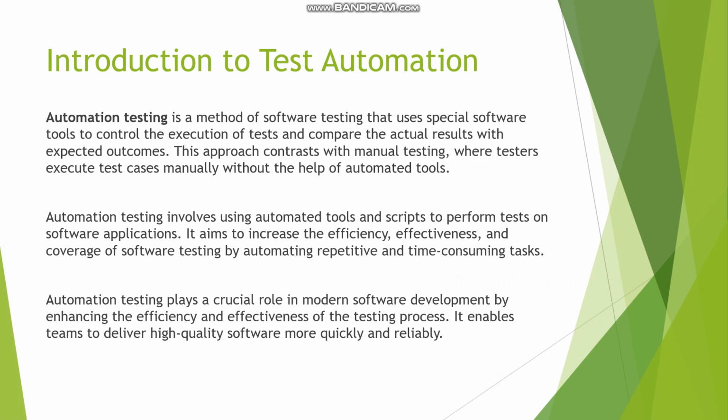Automation testing involves using automated tools and scripts to perform tests on software applications. It aims to increase the efficiency, effectiveness, and coverage of software testing by automating repetitive and time consuming tasks. Automation testing plays a crucial role in modern software development by enhancing the efficiency and effectiveness of the testing process. It enables teams to deliver high quality software more quickly and reliably.